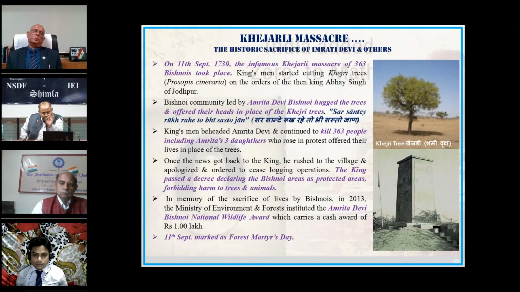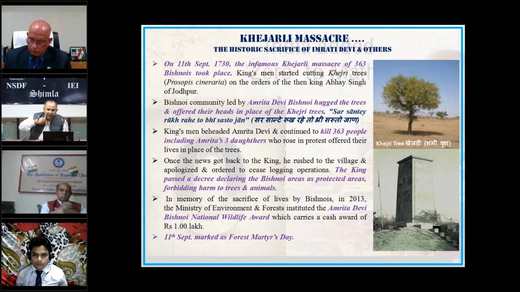I'll tell you one very small incident, sir. I'll relate a very small incident in Khejri village of Rajasthan in 1730 AD, when the then Maharaja of Jodhpur ordered felling of Khejri trees, Shami trees. And one lady named Imarti Devi, along with her daughters and the entire village, hugged those trees, and the soldiers of the king beheaded those people. 320 people, 29 people laid down their lives for the cause of environment.